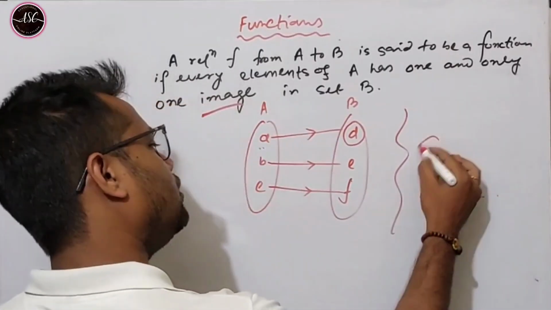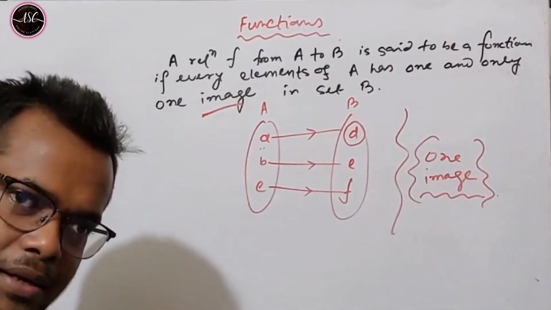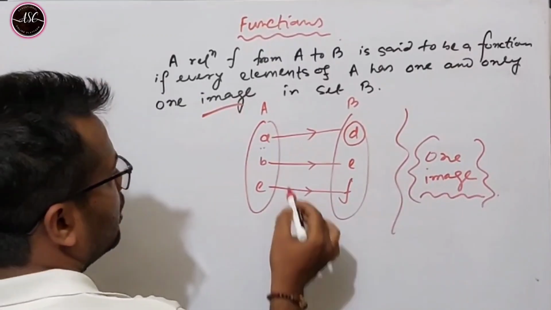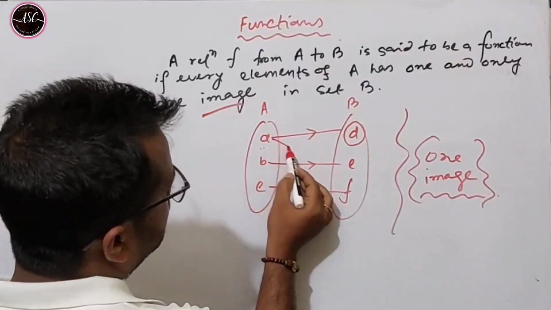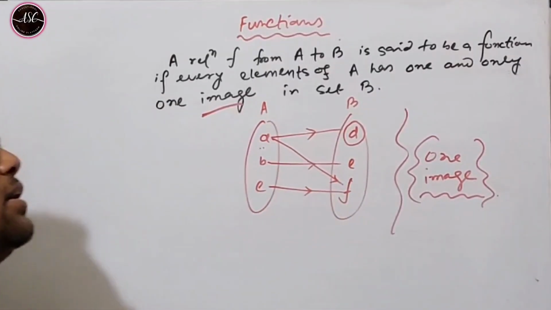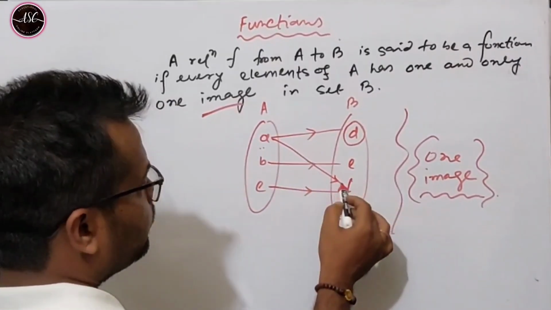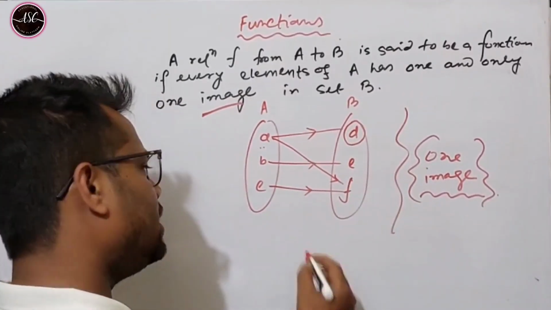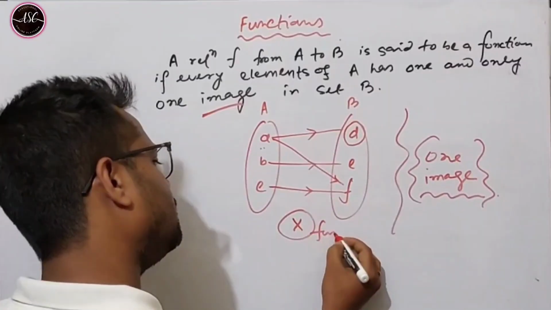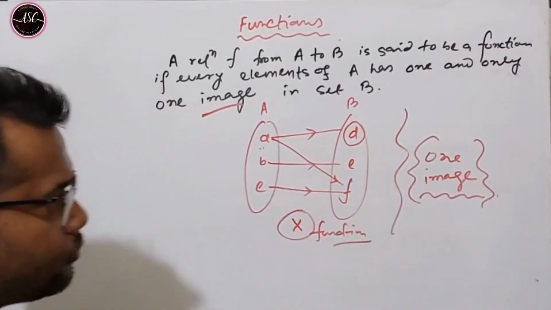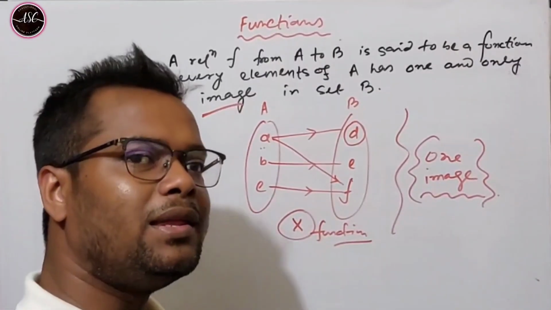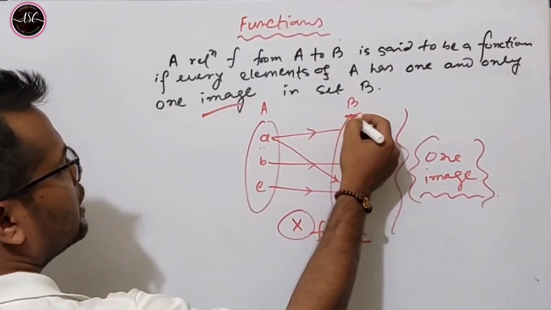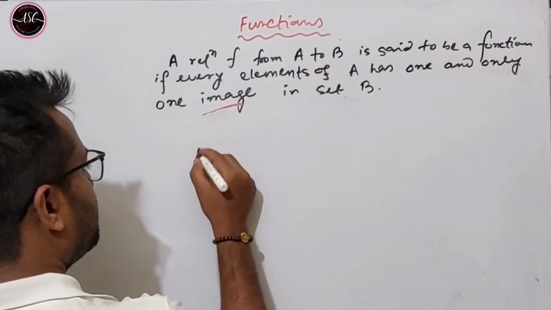Okay, then the relation will be called a function. One image. This should be remembered. Okay. If A has two images, that is D and F, then this is not a function. Okay. So to be a function, there is only one image in set B. Okay, clear?